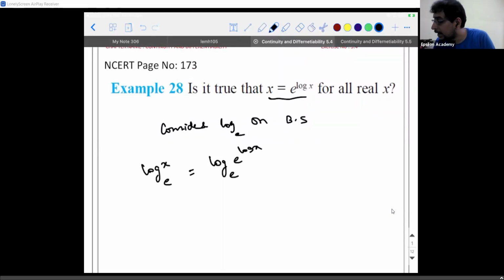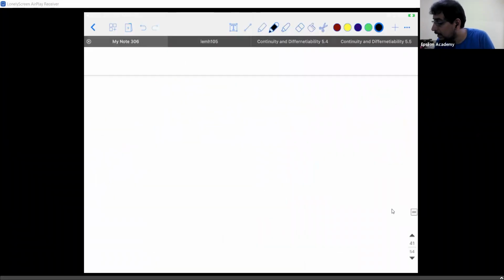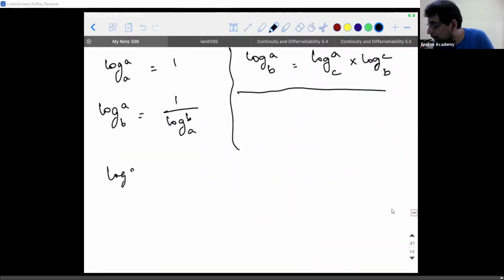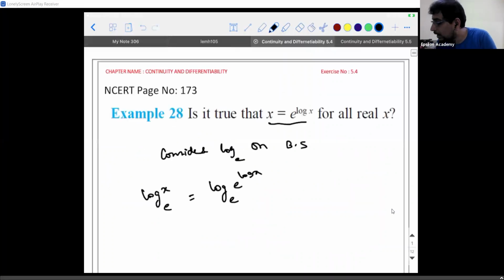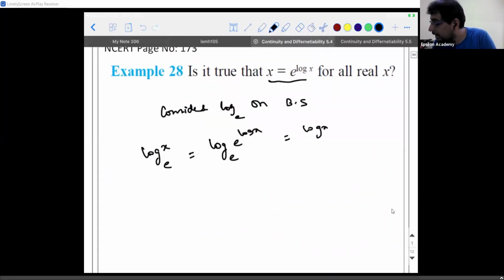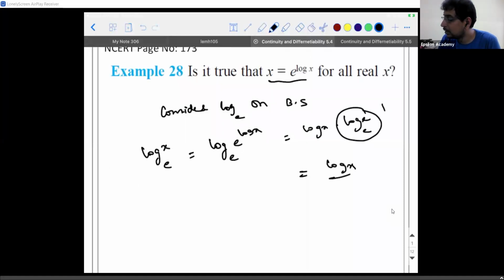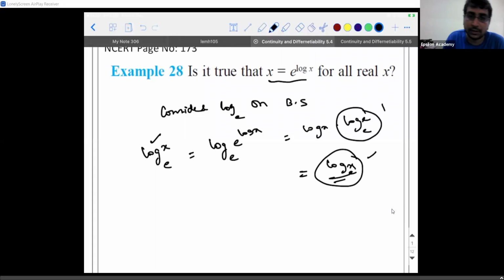There is one more property that you need to add: log of a power n, base b, is equal to n times log a base b. That means the power will come as a multiplication factor. Keeping that in mind, how can I write this? Can I write this as log x into log of e base e? Accepted? So what is log of e base e? Is it not 1? So it is going to be log x. So log x base e is equal to log x base e.